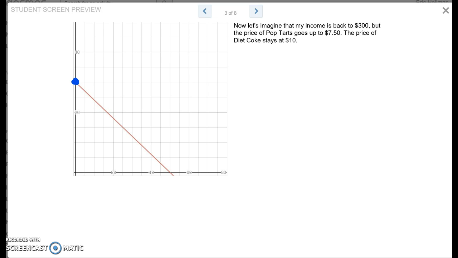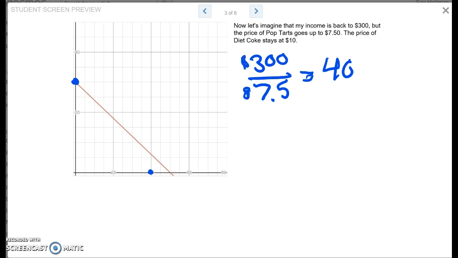However, it's going to change. If I spend all of my money on Pop-Tarts at the higher price, I'm not going to be able to afford 50 cases. I'm only going to be able to afford 40 cases. 300 divided by 7.50 is 40 cases. So now my budget constraint is going to look like this. Because one of the prices has gone up, I did lose out on some of my feasible set. I have fewer options to choose from.